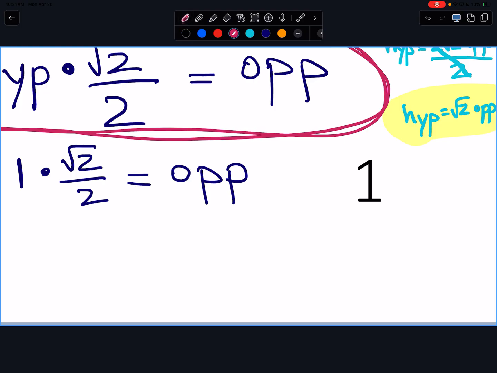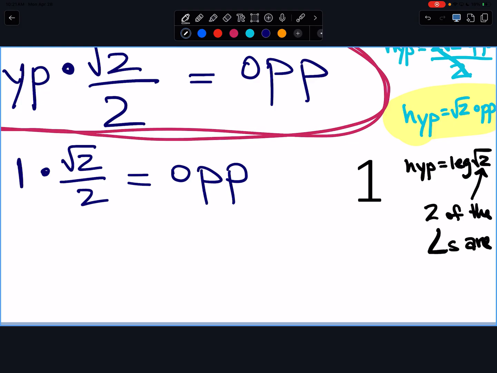So the hypotenuse is just leg times square root of 2. And remember, 2 of the angles are the same. That's an abbreviation for angle. If y'all had me for geometry, you would get used to that. That means angle, okay? So 2 of the angles are the same. You're going to multiply the leg times square root of 2, and that will give you the length of the hypotenuse, okay?